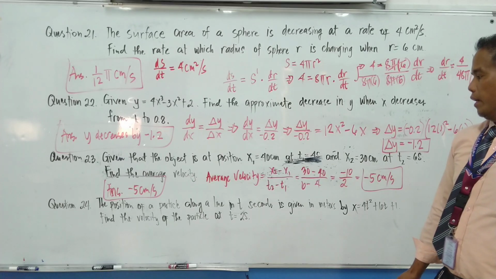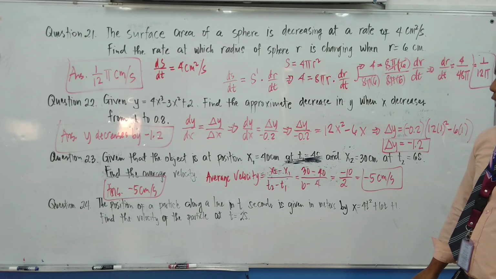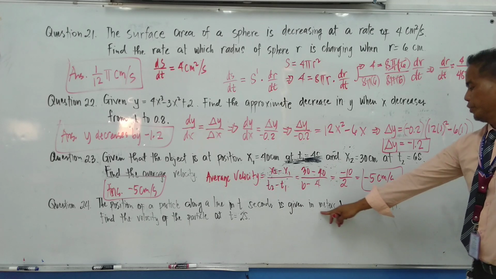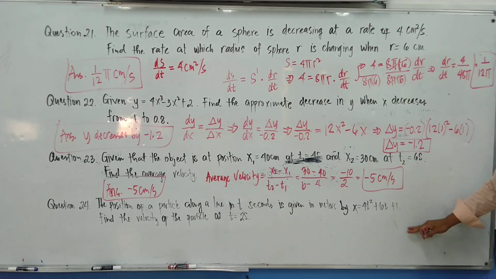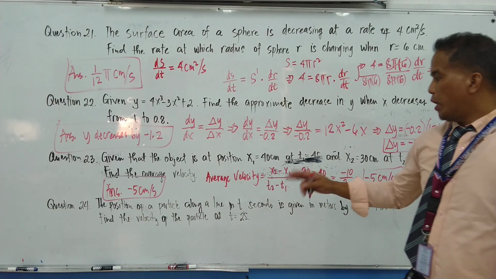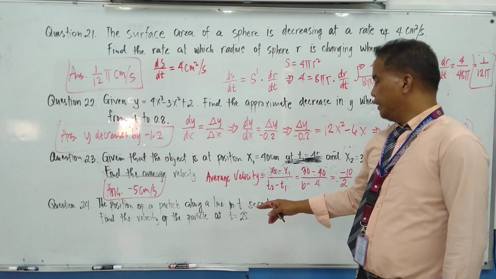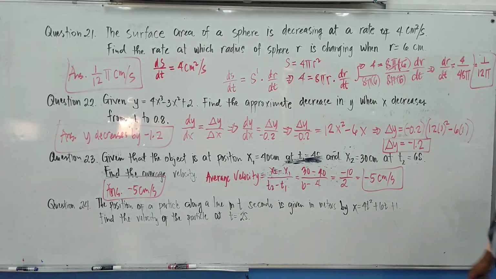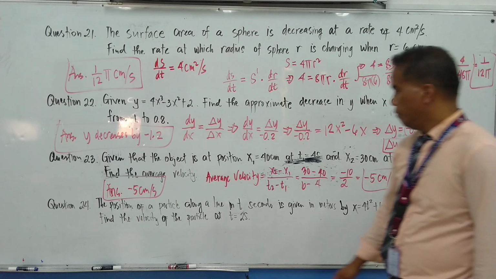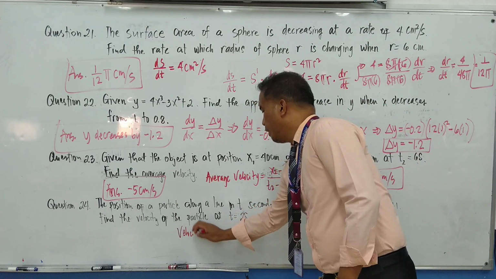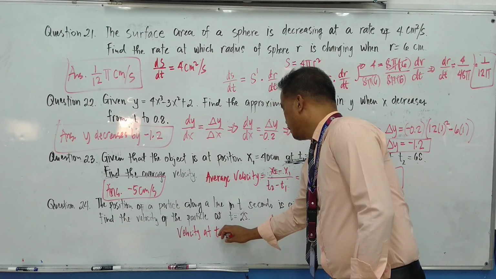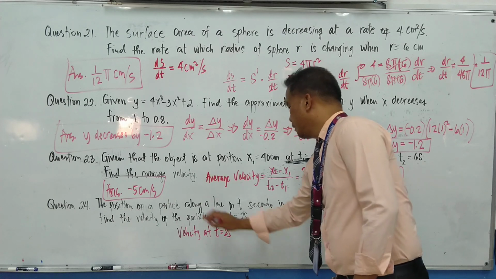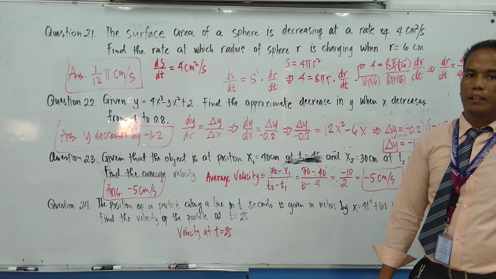The position of a particle along a line in t seconds is given in meters by x equals 4t squared plus 6t plus 1. So the given function is this, x equals 4t squared plus 6t plus 1. So the question now is find the velocity of the particle at t equals 2 seconds. Okay? So here, we have the velocity at t equals 2 seconds.